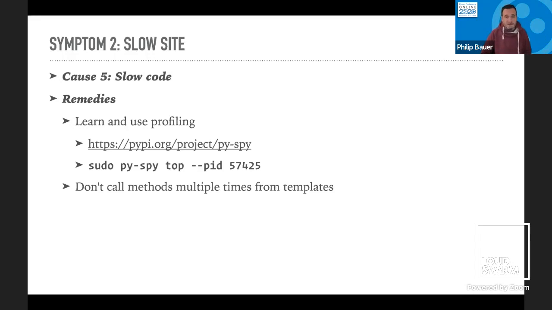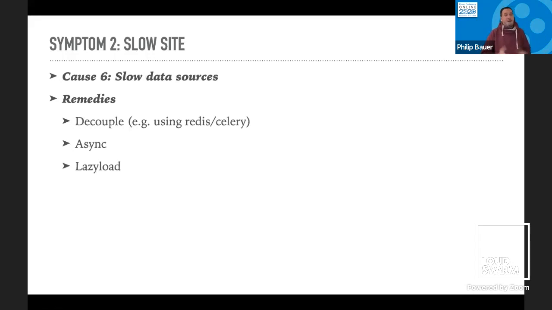Assign variables instead. You may also have slow data sources. The internet is obviously much slower than your database itself, so you should decouple stuff that is important using Redis or Celery, your choice of async implementations, or something just as basic as lazy loading images, if they are from outside. If they come from Plone, that can even speed up your site.